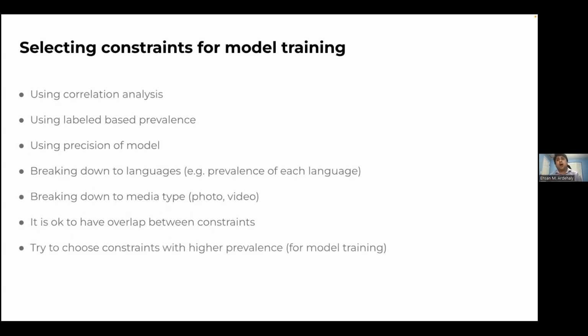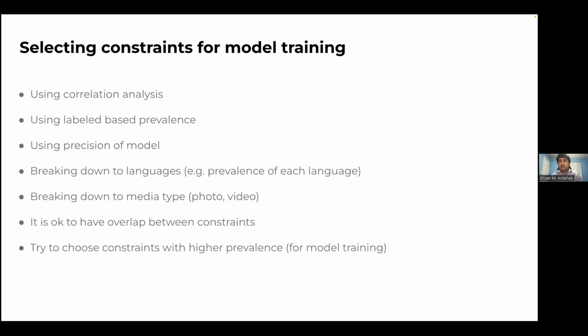So this slide shows how we can select constraints. And we can use these constraints for model training or for model calibration, for both of them. There are many ways to do that. For example, you can use some correlation analysis. I will explain more in the next slide.